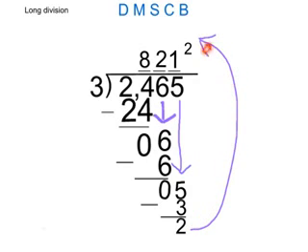So we bring this number up and it becomes our numerator. And then this number 3 becomes our denominator. So our final answer is 821 2/3. That's all for today.